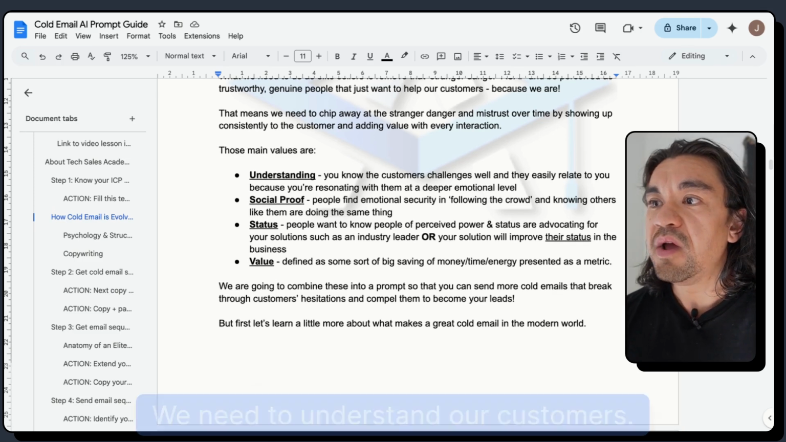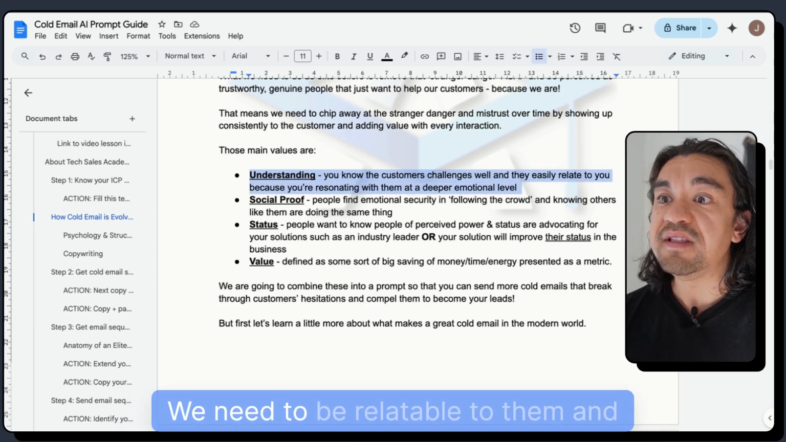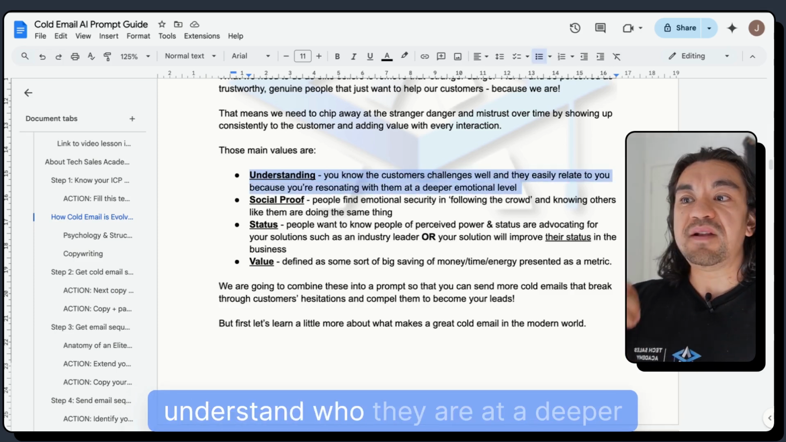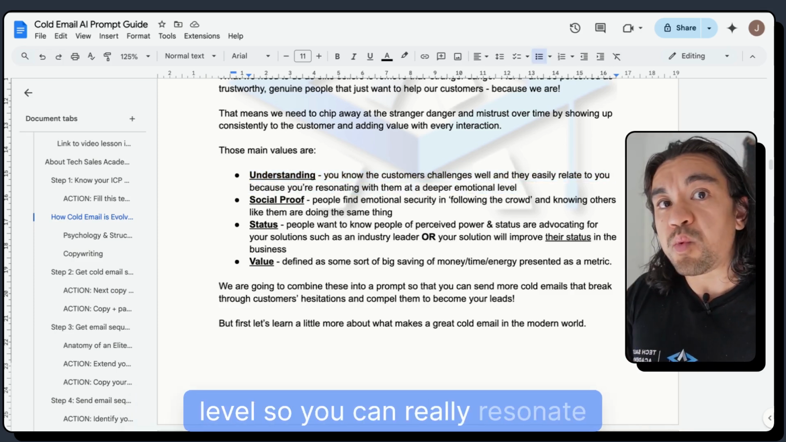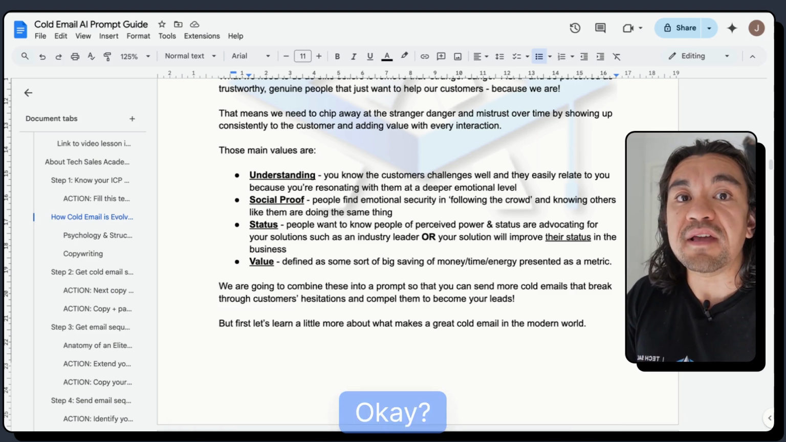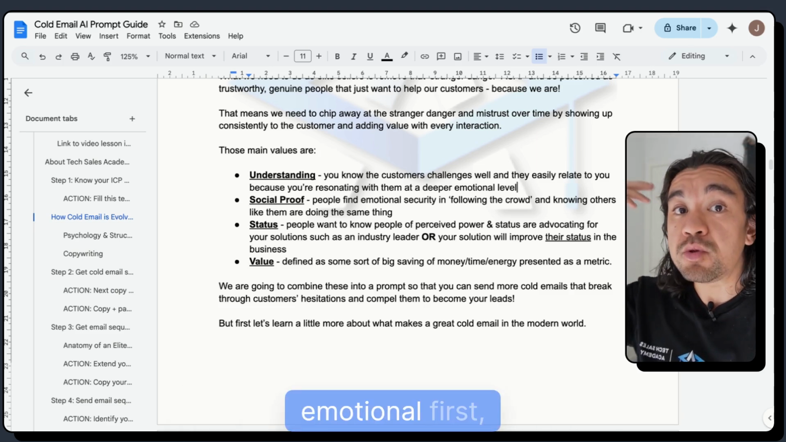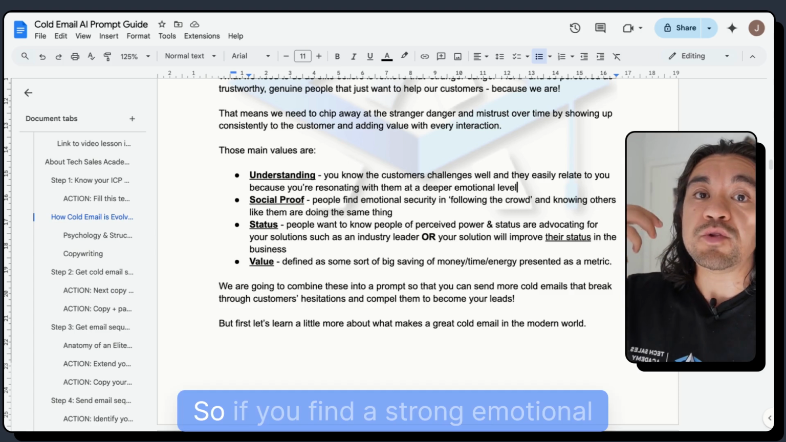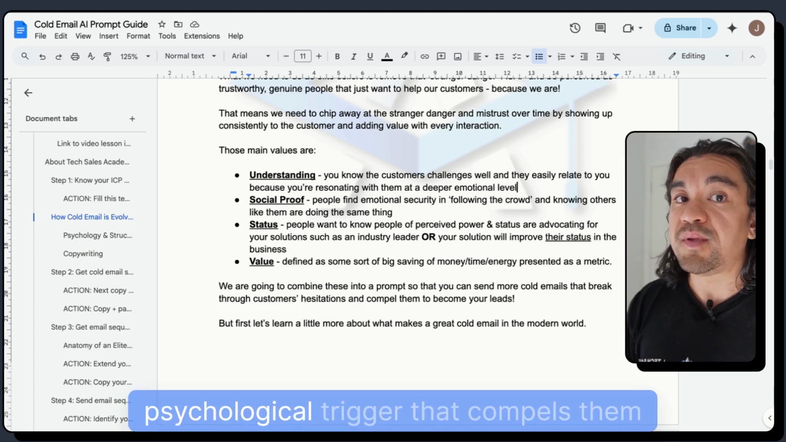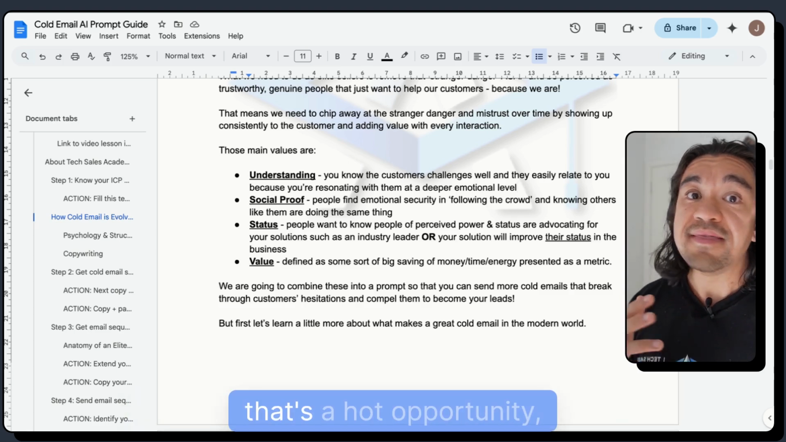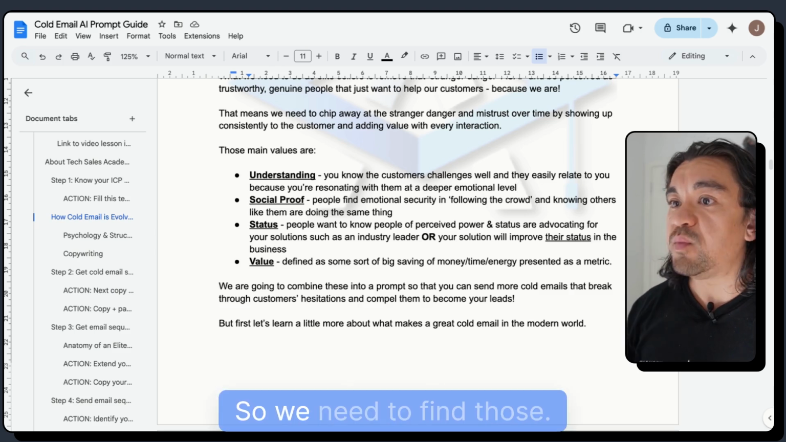How do we do that? We need to understand our customers. We need to be relatable to them and understand who they are at a deeper level, so we can really resonate emotionally, okay? Because people are emotional first, logical second. So if you find a strong emotional or psychological trigger that compels them to act, that's a hot opportunity. Okay, so we need to find those.